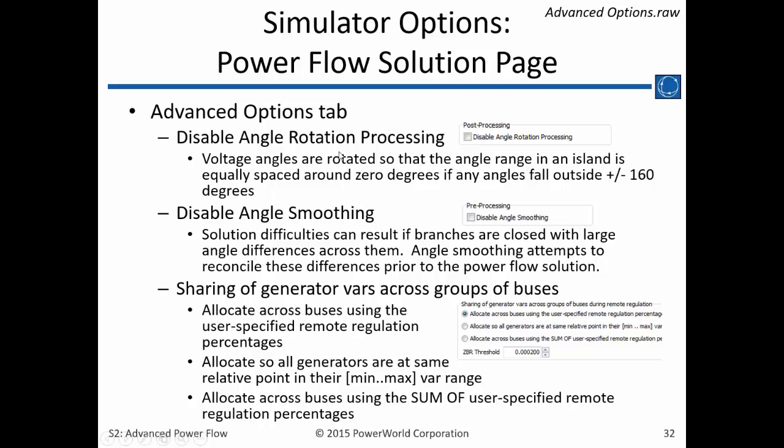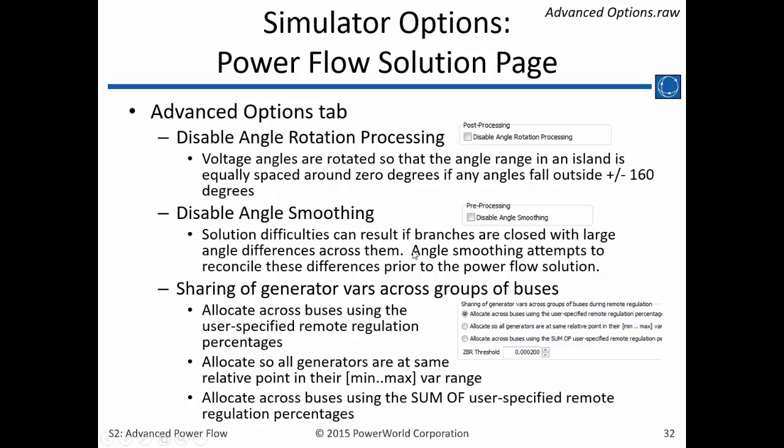You can disable the angle rotation processing. This is a pre-processing step. Voltage angles are rotated so that the angle range in an island is equally spaced around 0 degrees. If any angles fall outside of plus or minus 160 degrees, you can turn that off, but it might cause solution problems if your angles start getting that far apart.